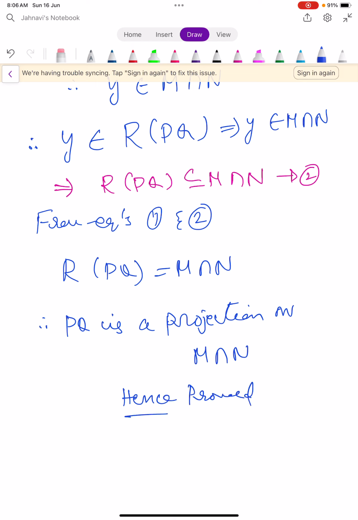So hence proved. You observe that this problem depends upon the previous theorem. In the next video, we solve one more theoretical problem depending upon the same definitions of projections.